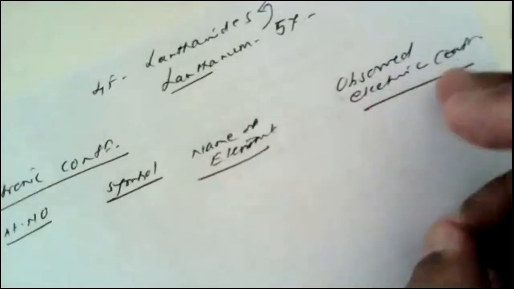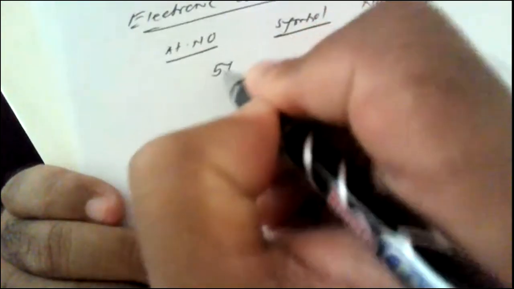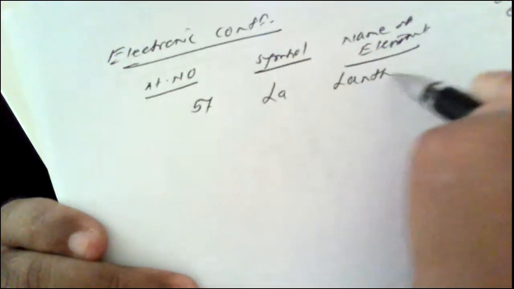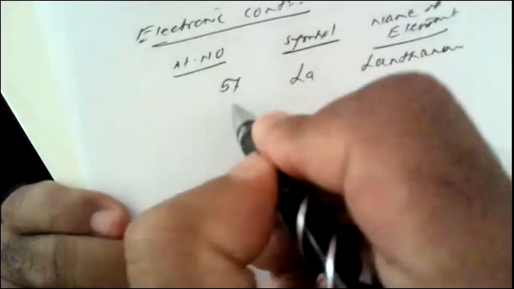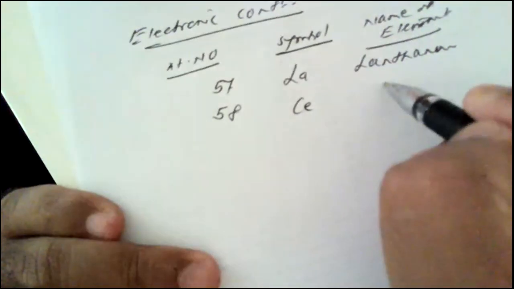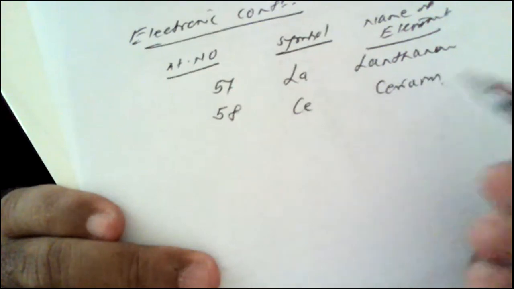Now, first of all, I shall write the atomic number and the symbol with the respective names, and then I shall finish with the electronic configuration. So you have to listen and see this electronic configuration very carefully and attentively. First is atomic number 57. Symbol is La. Name of the element is lanthanum. Then atomic number 58. Symbol is Ce. Name of the element is cerium. It is not curium, it is cerium.